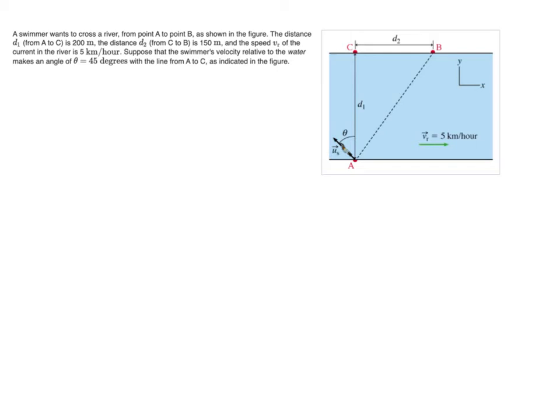And then the question is, to swim directly from A to B, what speed U sub S relative to the water should the swimmer have? Alright. I do not love these symbols. As you can tell, they don't line up with ours. So I'm going to sort of rename some of them.